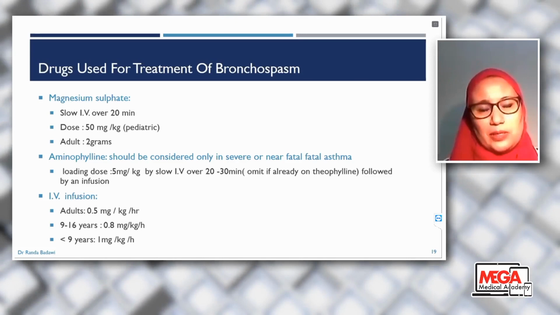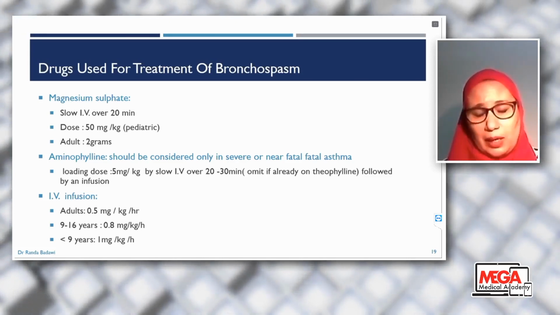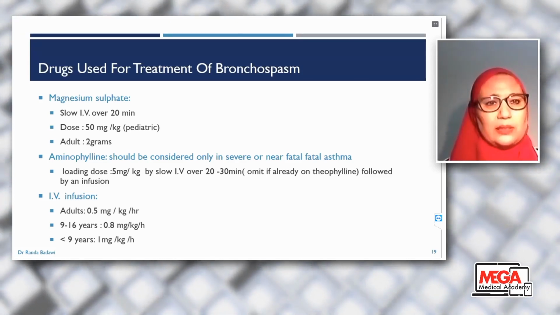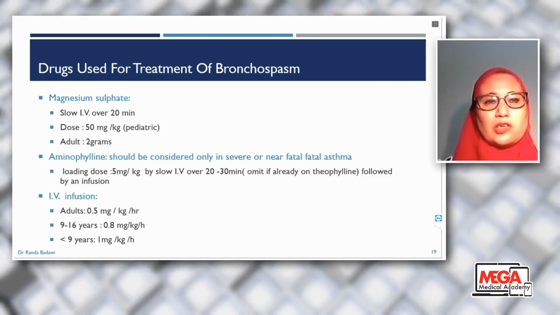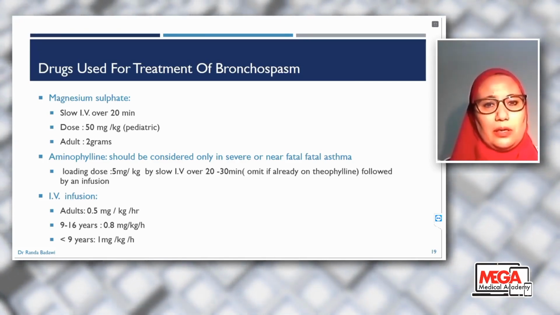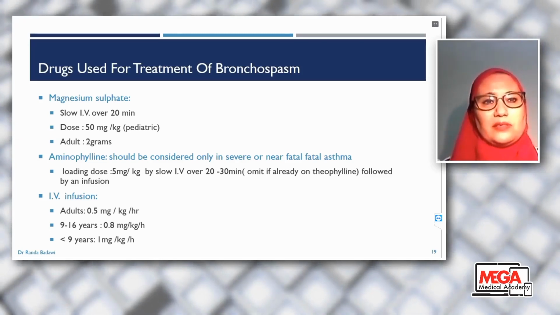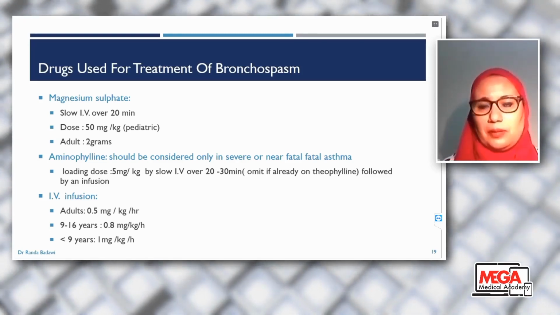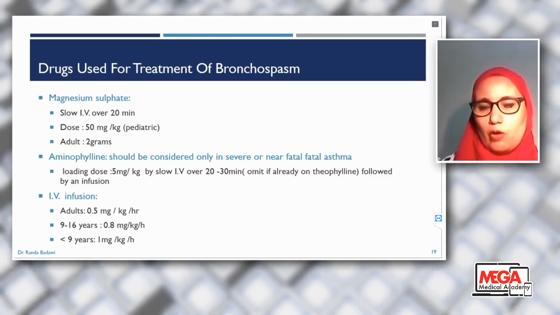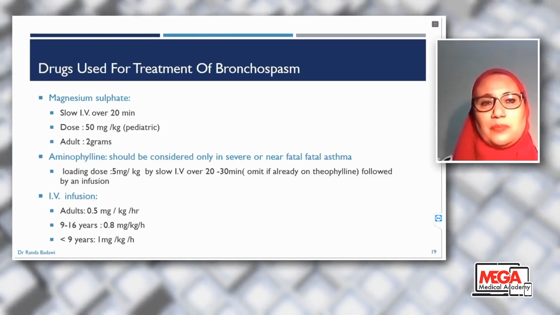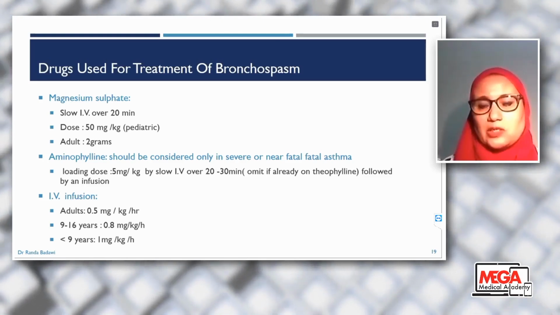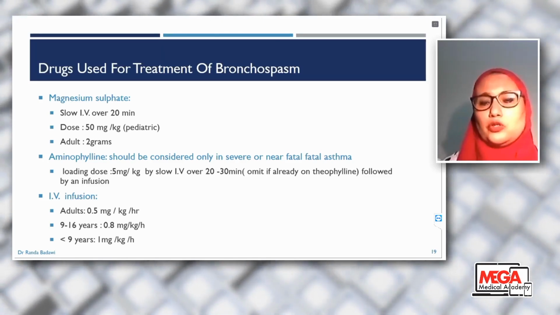However, if the patient is improving as regards the hemodynamics with the fluids and adrenaline, but there is still bronchospasm, you may add magnesium sulfate. The dose is given by slow IV over 20 minutes as it causes hypotension. The dose is 50 milligrams per kg for pediatrics. For an adult, you give 2 grams.